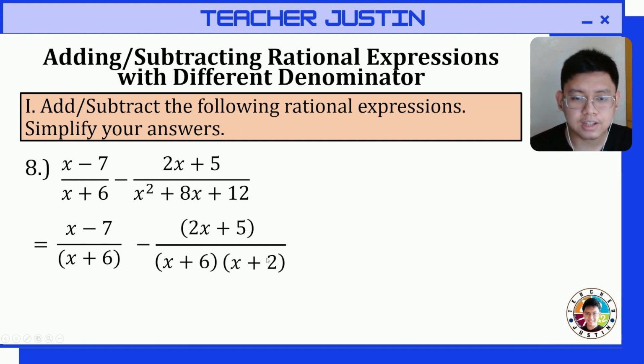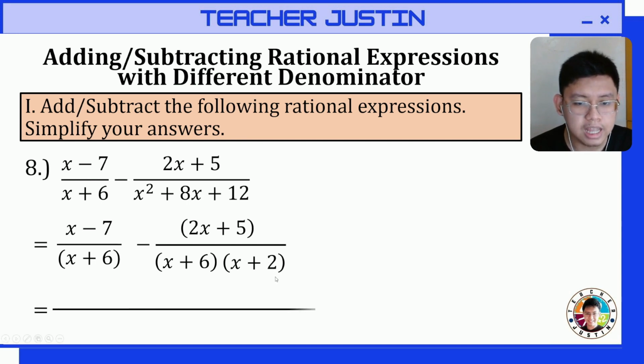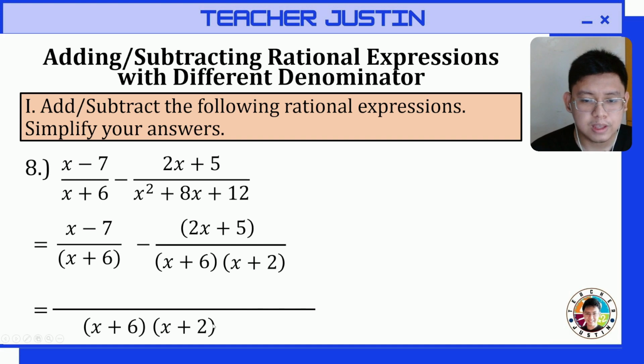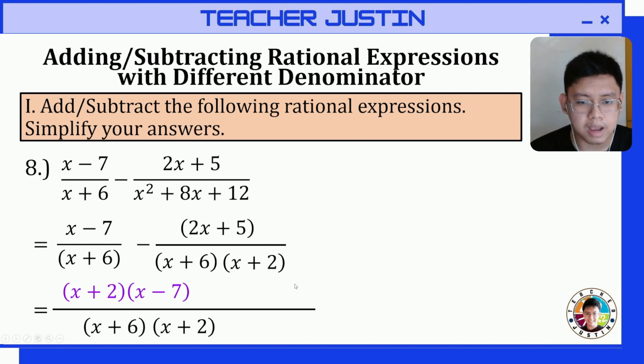Now, after getting the factors of our denominator, ang susunod nating step is for us to get the least common denominator. We copy the common factor, x plus 6, and yung other factor na x plus 2. And this will be our LCD. Now, susunod natin gagawin is we will get the equivalent value of our numerator. So, we divide LCD by the old denominator. So, x plus 6, x plus 2 divided by x plus 6, that will be x plus 2. Then, we multiply to our numerator. Kaya magiging x plus 2 times the quantity x minus 7.